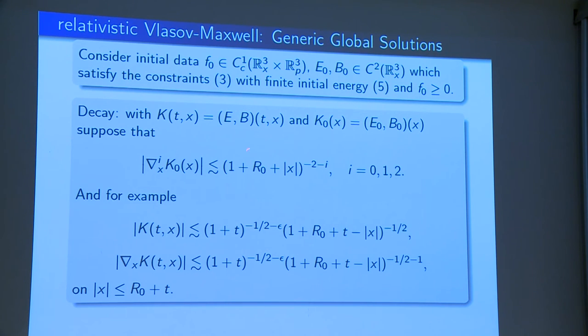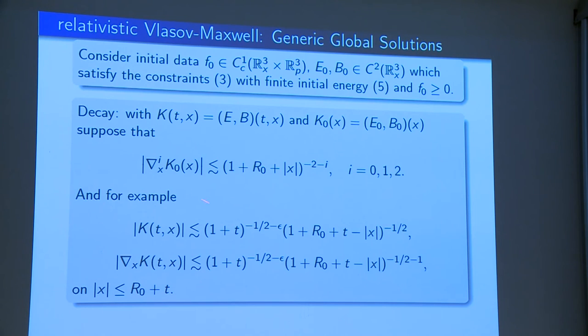Consider initial data F0 with compact support and E0, B0 in C2. These are the standard, old assumptions that people used to make in this theory. And then you assume that you have a global solution that satisfies these bound conditions. R0 is not on the slide, but it's the constant that gives you the support, the bound on the support.